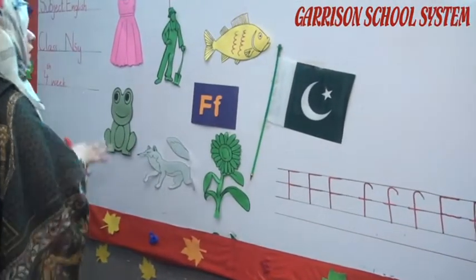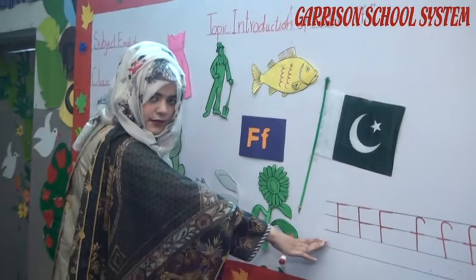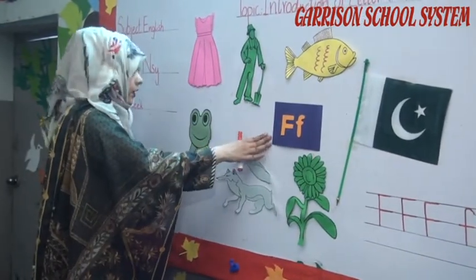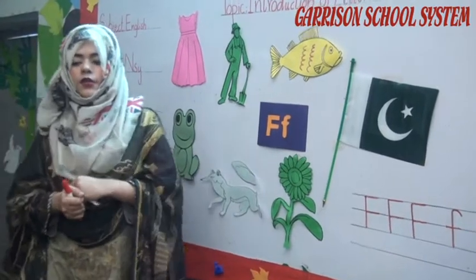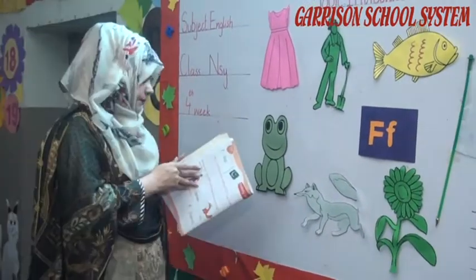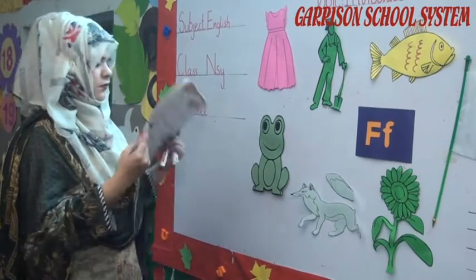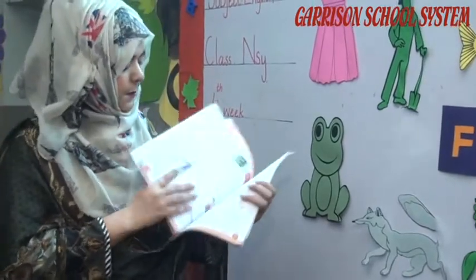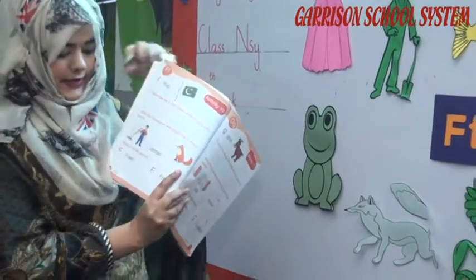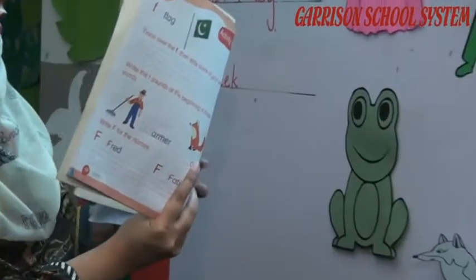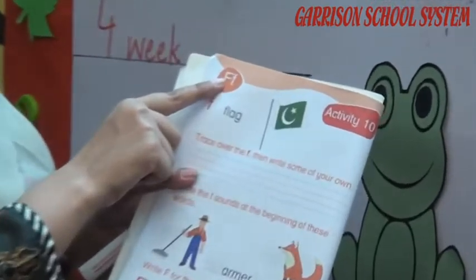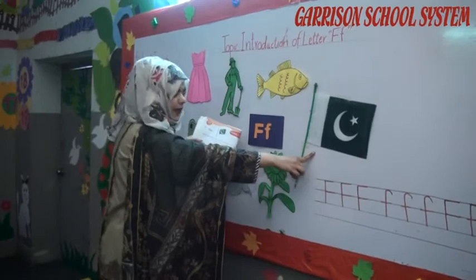You have learned how to write it down. You have learned what words we make with the letter F. Now we are moving towards your books. English for Early Learner book. Open your page number 18. Okay, you need to open your page number 18. Then F for flag. Flag. This flag you have seen over here.